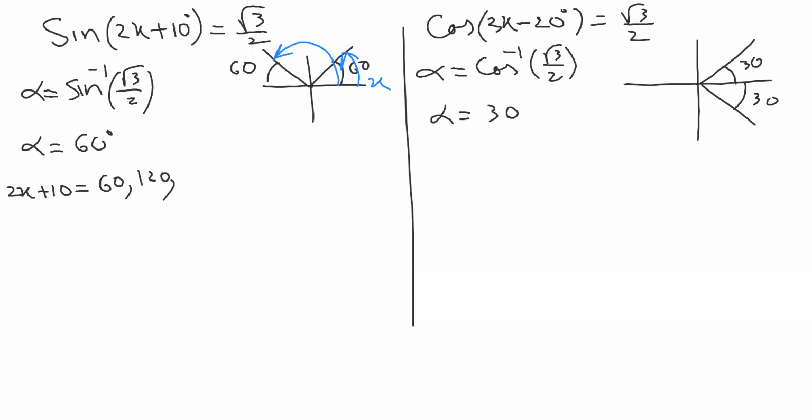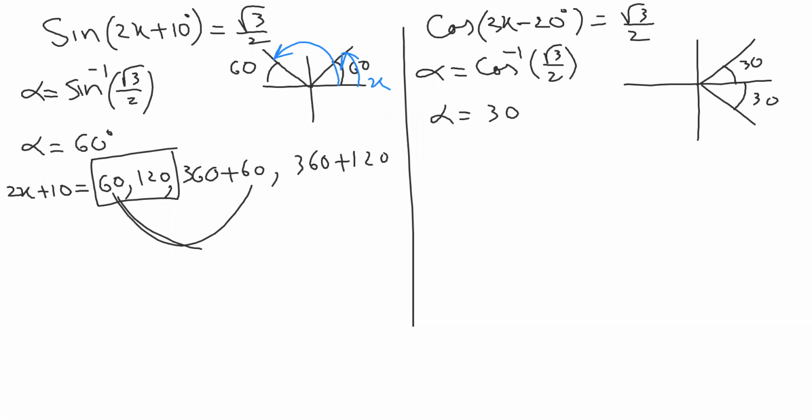Some students make one mistake. What? They subtract 10 and divide by 2. No, no, no. You will not do this until you get all the angles. Now, because of 2x, go for the second cycle. The second cycle means 360 plus 60 and 360 plus 120. I repeat my idea once again: these two are called principal angles, and one time this is added and one time this is added. So it's a very clear idea.